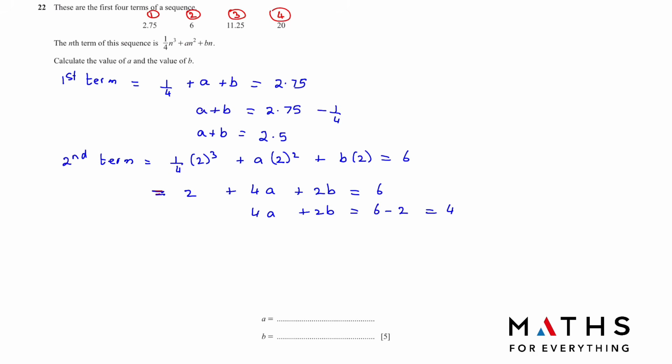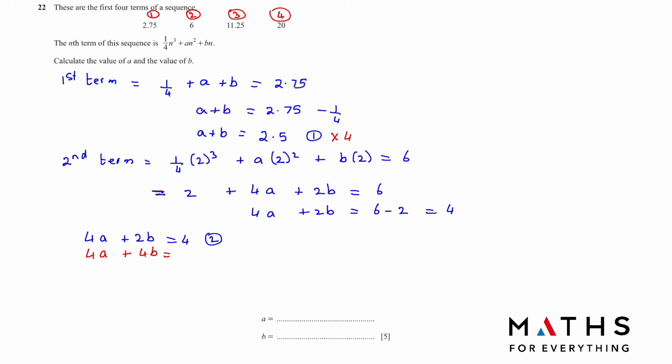simultaneously. You can use the elimination method or you can use the substitution method. I will use the elimination method. This is my first equation. This is my second equation. As you can see, we don't have anything common to cancel out. I will multiply the whole equation by 4. The reason is if I multiply by 4, I will get 4A. So I will be able to cancel the A out.